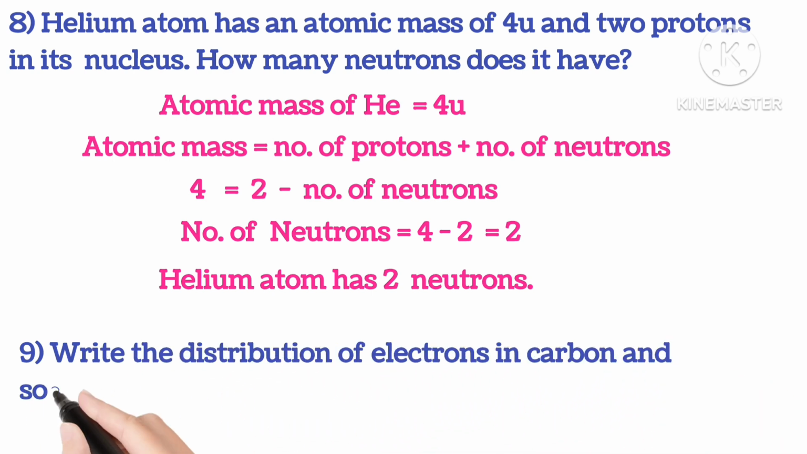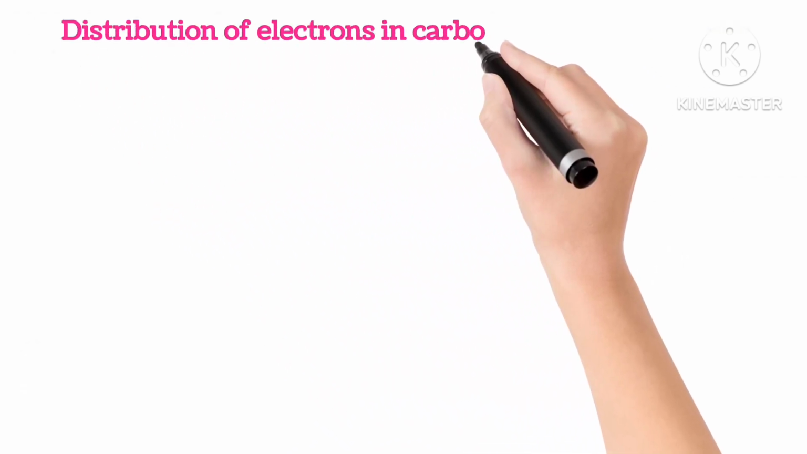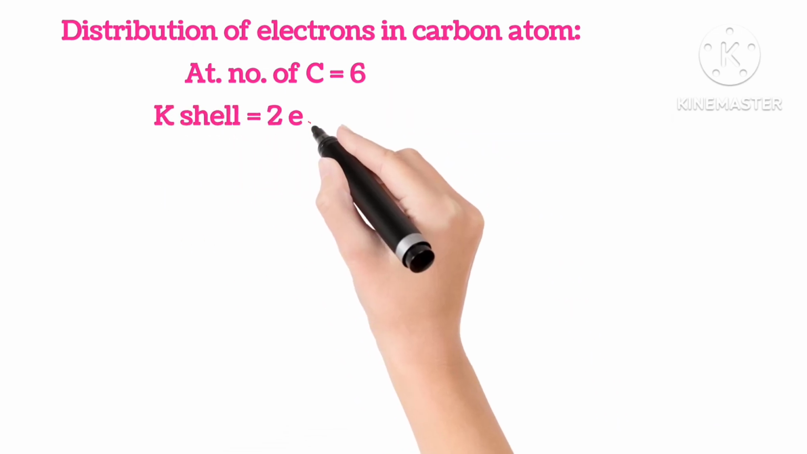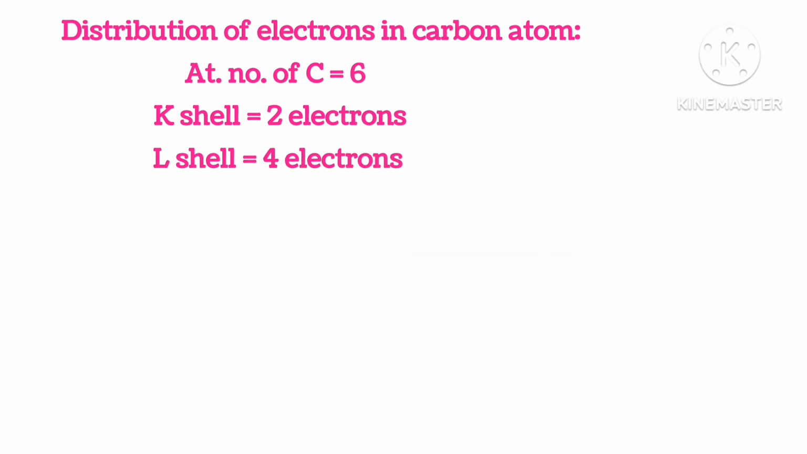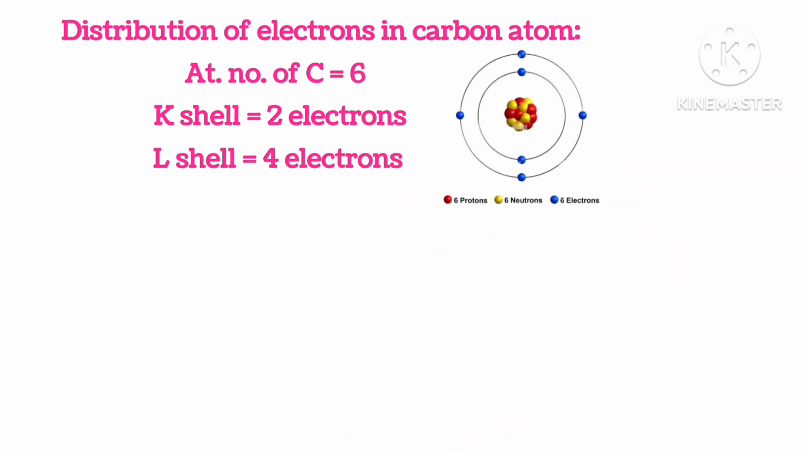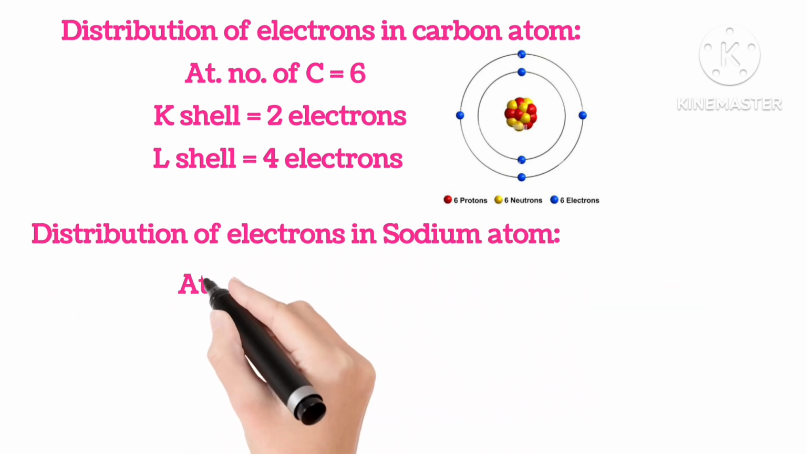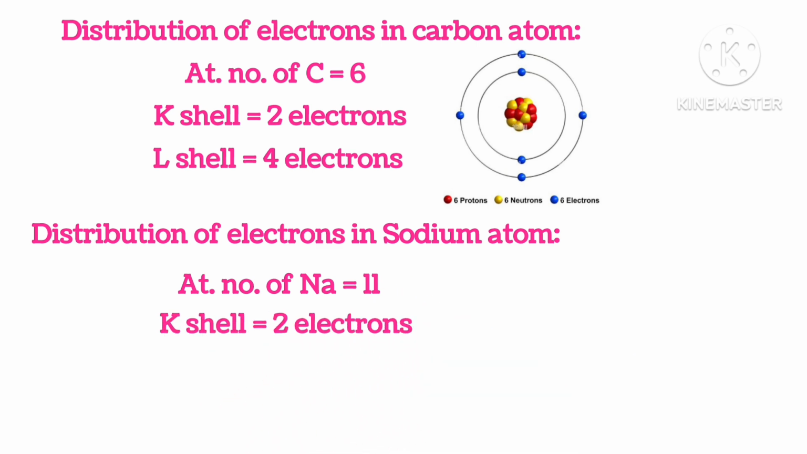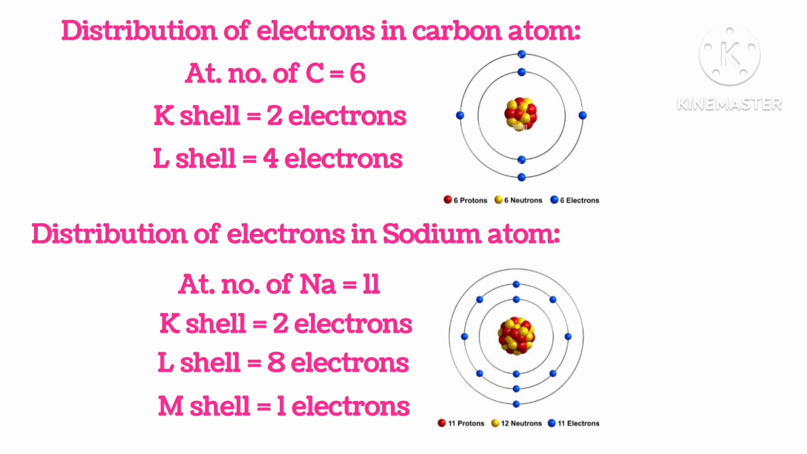Write the distribution of electrons in carbon and sodium atom. Distribution of electrons in carbon atom. The atomic number of carbon is 6. So, K shell will have 2 electrons. L shell will have 4 electrons. As you can see in this picture. Distribution of electrons in sodium atom. The atomic number of sodium is 11. So, K shell will have 2 electrons, L shell will have 8 electrons and M shell will have 1 electron as shown in the picture.